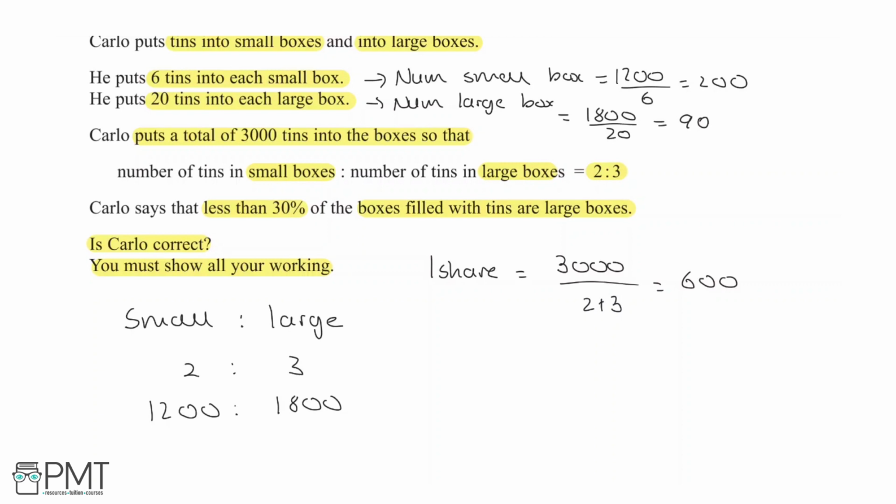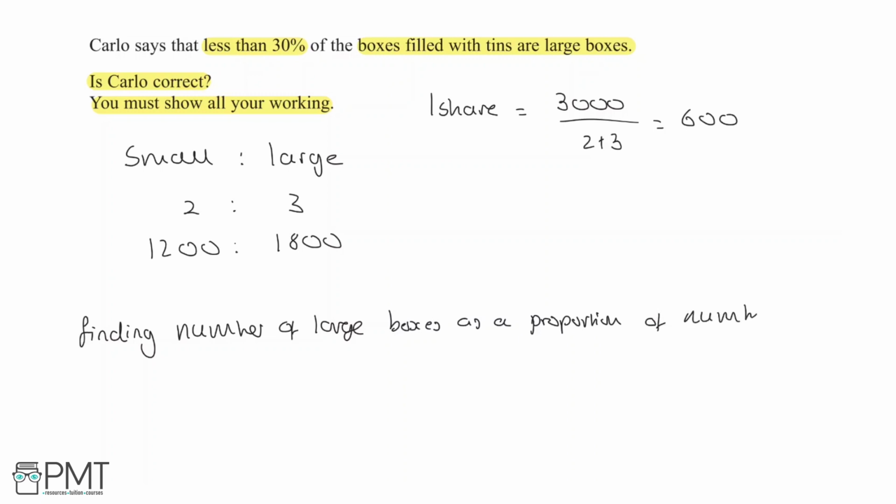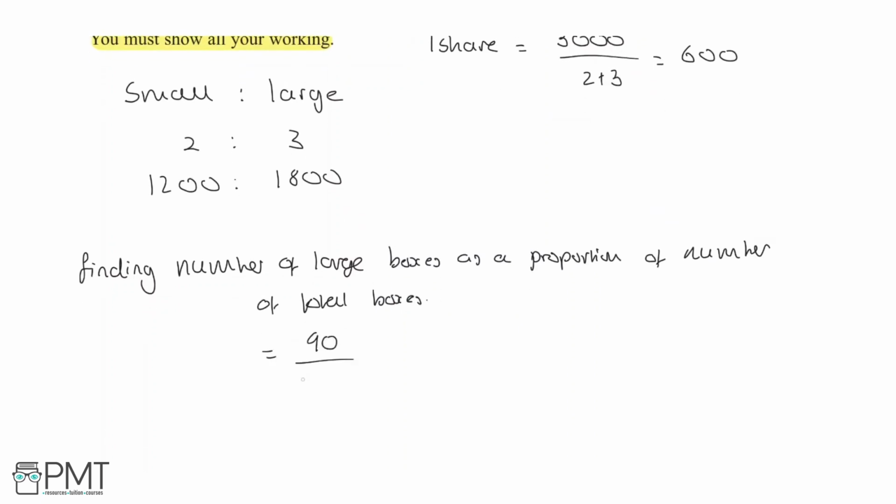Now, what we need to do is work out what 90 is as a proportion of the total number of boxes used. Actually, a better way to phrase it would be finding, because we're dealing with large boxes, the number of large boxes as a proportion of the number of total boxes. And this is going to be 90, which is the number of large boxes, over 200 plus 90. If we plug 90 over 290 into our calculator, we get 0.3103, etc. And this becomes 31% to 2 significant figures, because that's all we need to make our point here.